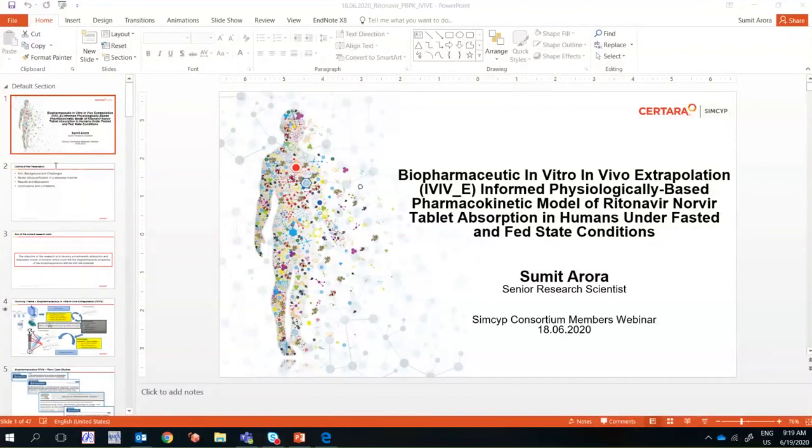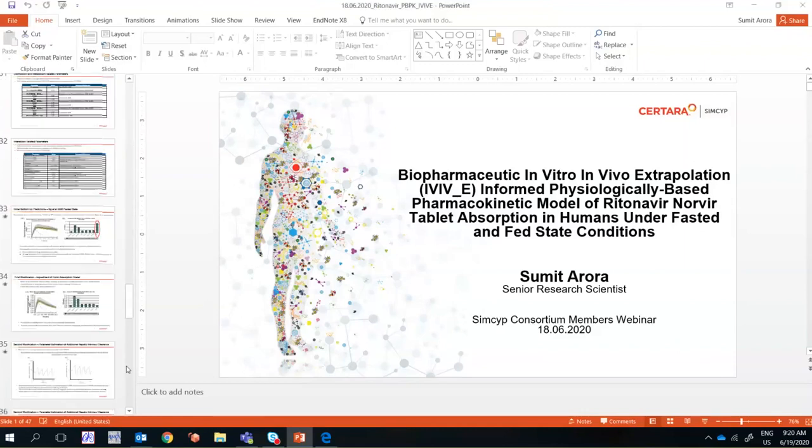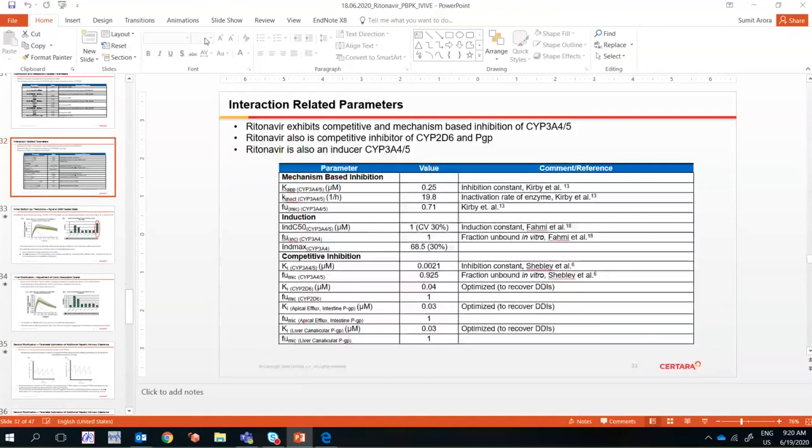Okay. I have a question here regarding auto inhibition. Can you implement direct auto inhibition and time dependent auto inhibition within the same compound file? The time-dependent auto inhibitions can be defined by K inact and K app. Let me go to the interaction-related parameters tab. I hope you can see my screen. So K app and K inact values were applied here with the mechanism-based inhibitions.